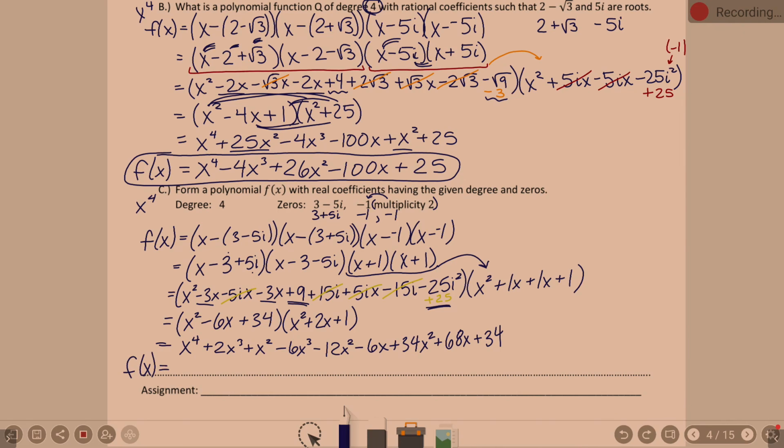We'll put this in. I'm going to make it work barely. x to the 4th, minus 4x cubed. x squared minus 12 is negative 11, plus 34 is 23x squared. Yep. Minus 6x plus 68x is plus 62x, plus 34. Easy. And I agree with my own answer.